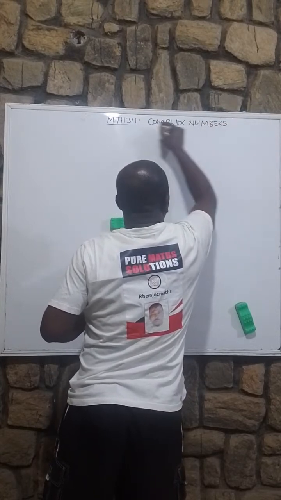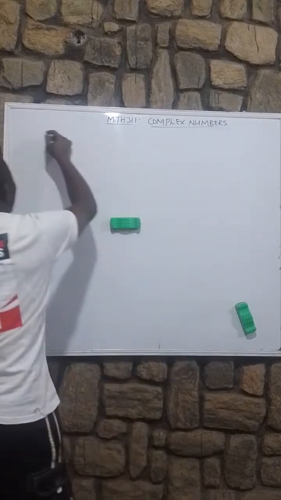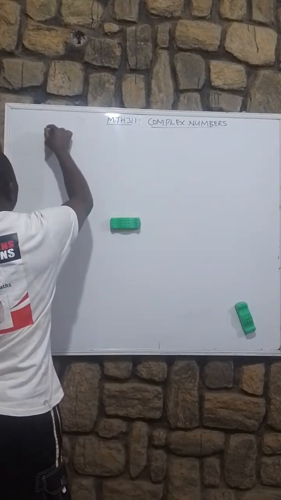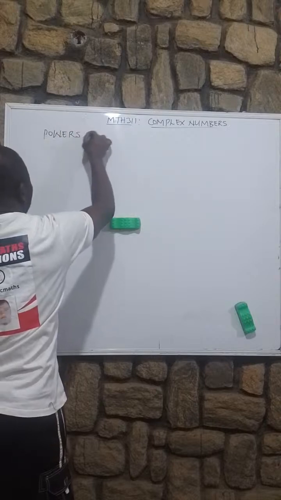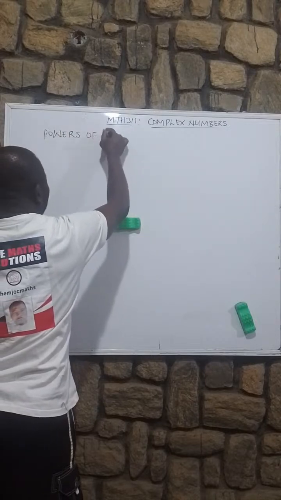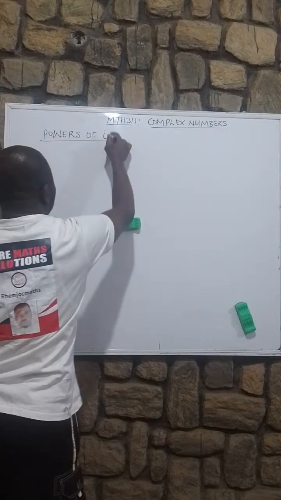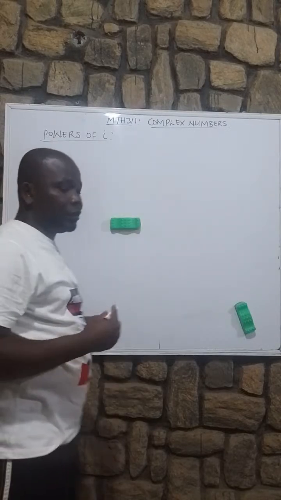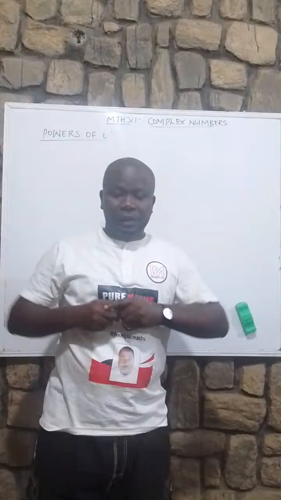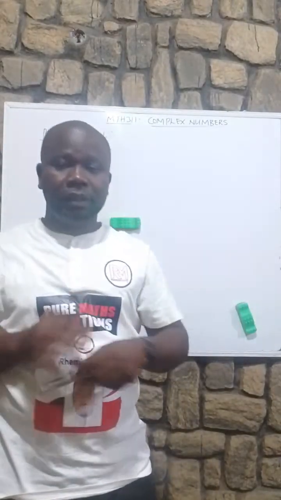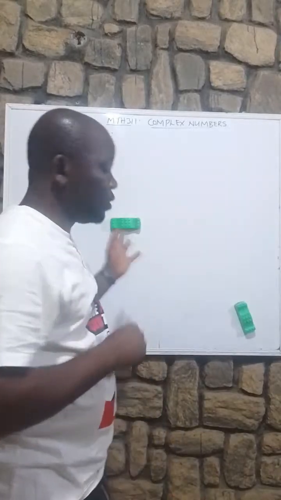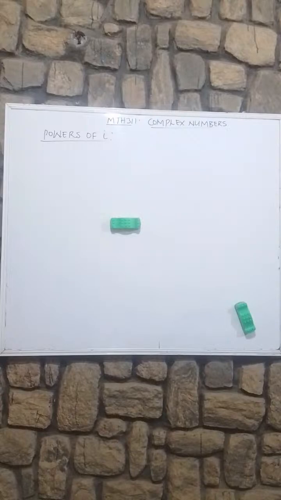Okay. So we stopped at powers of i, right? And we were able to solve one example in class. So tonight we are going to solve more examples. Is that clear?